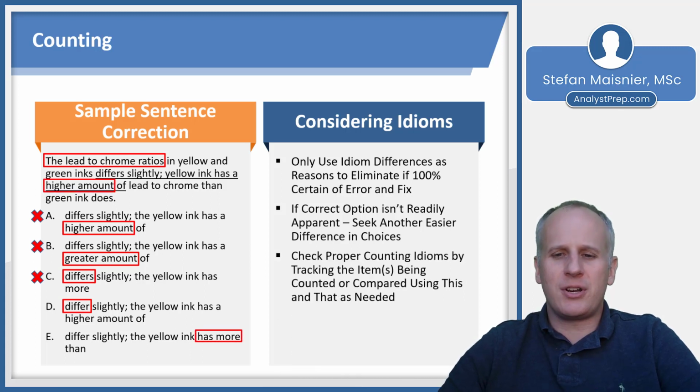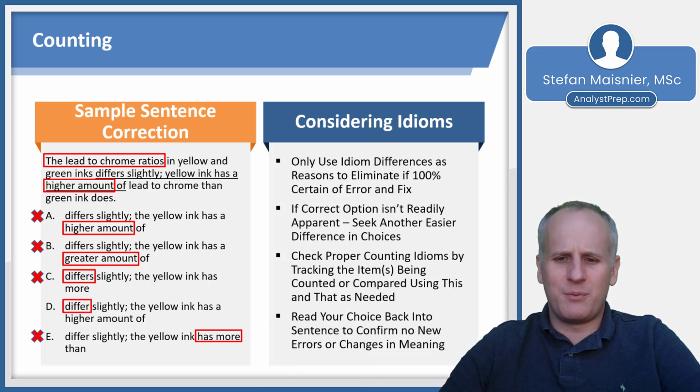Then you will want to check your proper counting idioms by tracking the item or items being counted or compared, using this and that as necessary. So we've got choice E, and we can just focus on the comparative aspect. We've got the yellow ink, or this has more than that than that. No, I can't say this has more than that than that. There's too many thans here. We know that E is immediately eliminated.